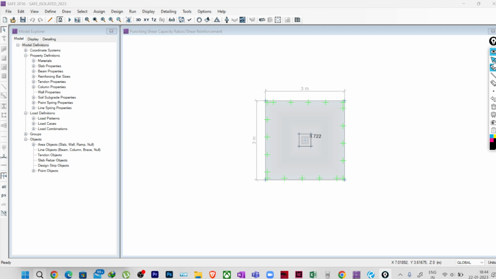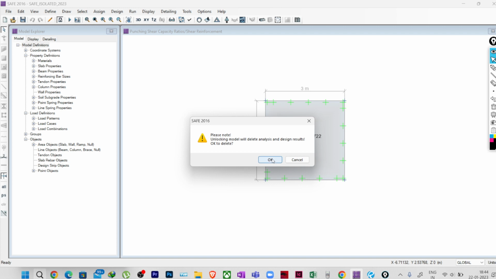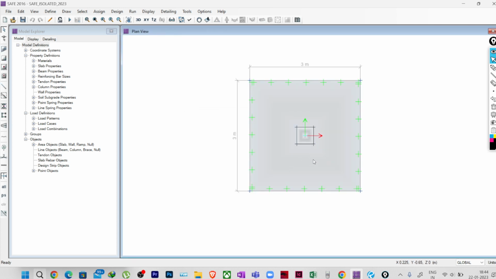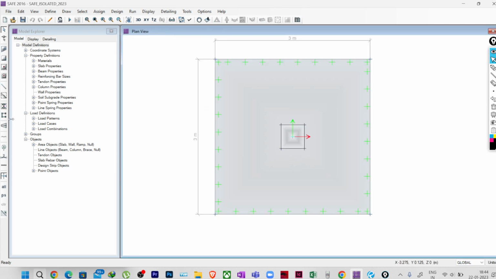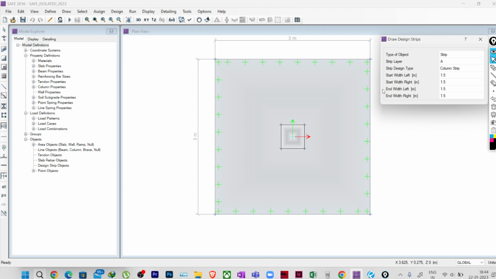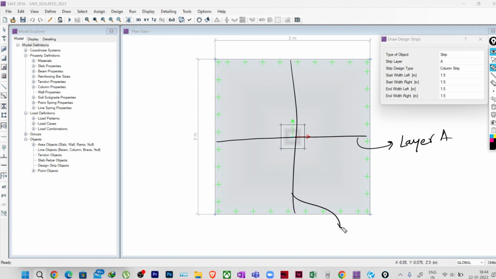So now what I will do, I will just unlock the model. I will create the design strips here. To create the design strips, I will click on this draw design strip. Here you can see the type of object is strip. Now for the layer, you can choose any layer. Suppose this direction we consider layer A, and this direction we consider layer B.